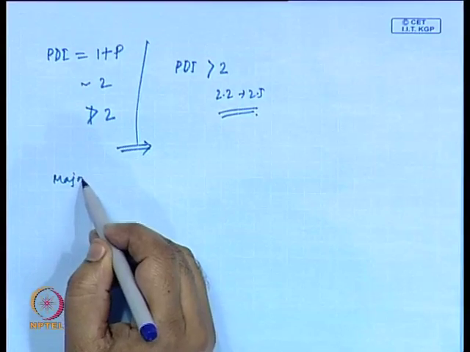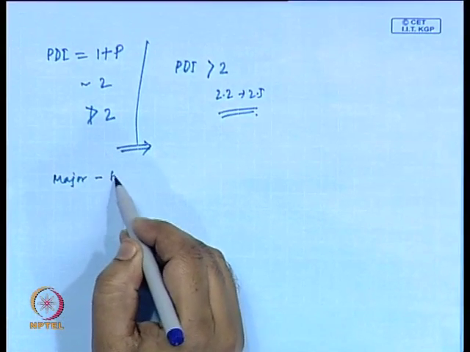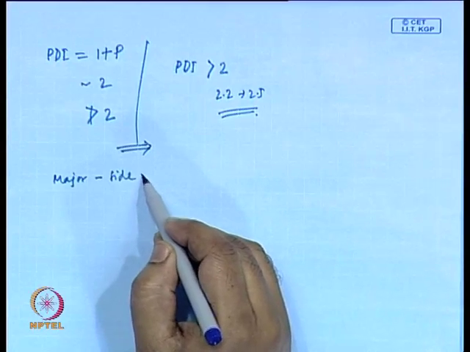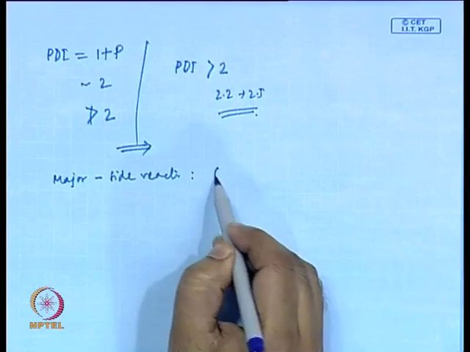What are the types of side reactions we have? One major side reaction, which is present in most step polymerization reactions, is cyclization. Okay.